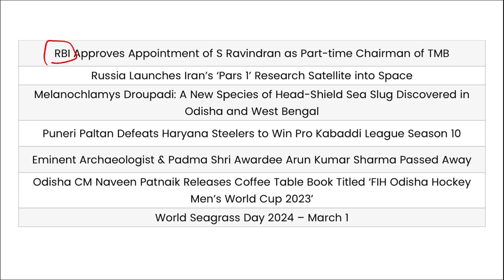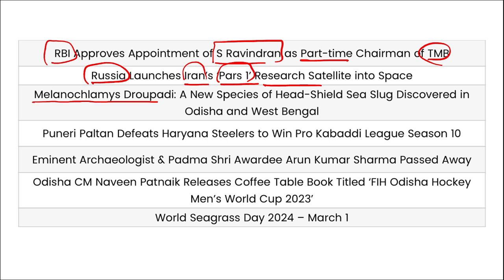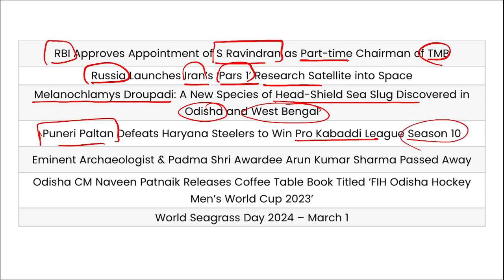Next, RBI has approved the appointment of S. Ravindran as the part-time chairman of TMB. Russia has launched Iran's Pars-1 research satellite into space. Then, Melon Colony Draupadi is the name of the new headshield sea slug that was discovered in Odisha and West Bengal. Puneri Paltan has won the Pro Kabaddi League Season 10 title.